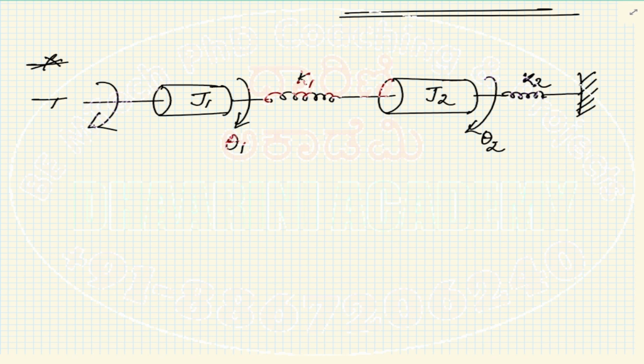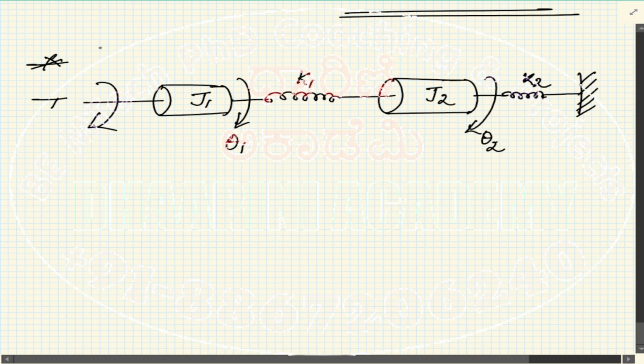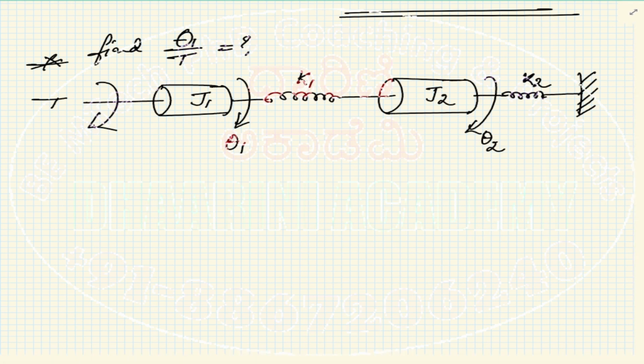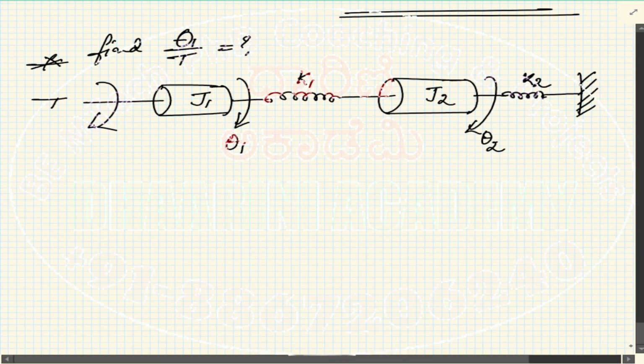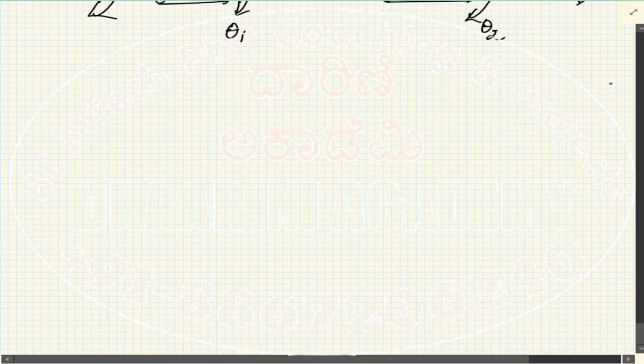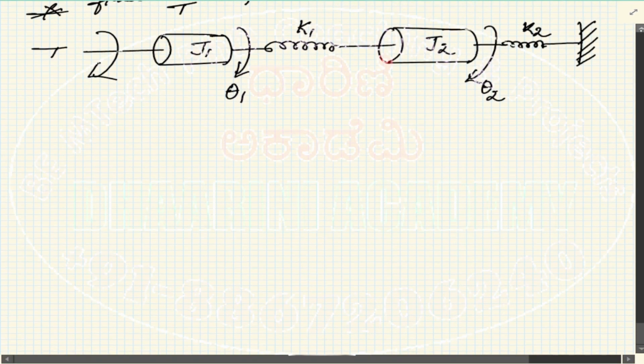Now I'll change the question. Find, say, theta 1 by capital T. This is the question, right? Again, I can apply any of the available techniques to solve. The first objective, yes, it has to be in that form, so preferably we can go with the Laplace. First, we can simply write the differential equation. Very similar to the previous question.